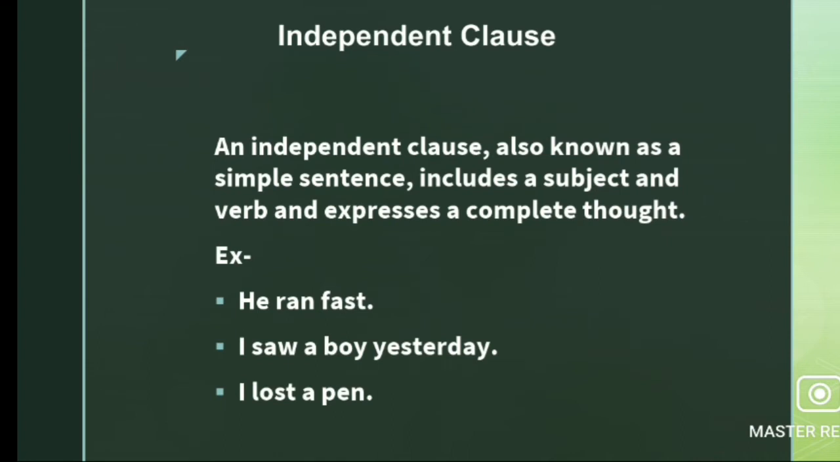So now, the definition of independent clause. An independent clause, also known as a simple sentence, includes a subject and verb and expresses a complete thought. It means the clause whose meaning is clarified itself is called a principal clause. Let's see the examples. He ran fast. I saw a boy yesterday. I lost a pen.